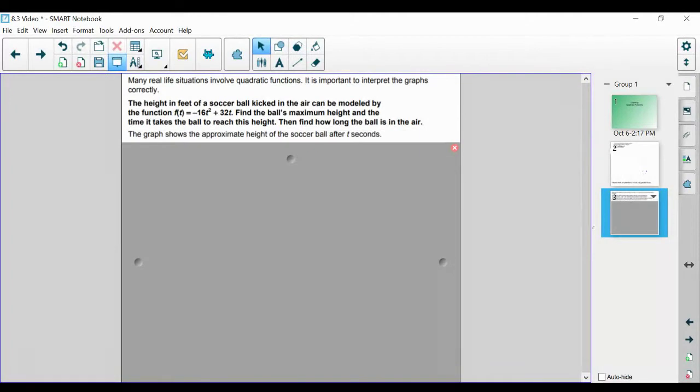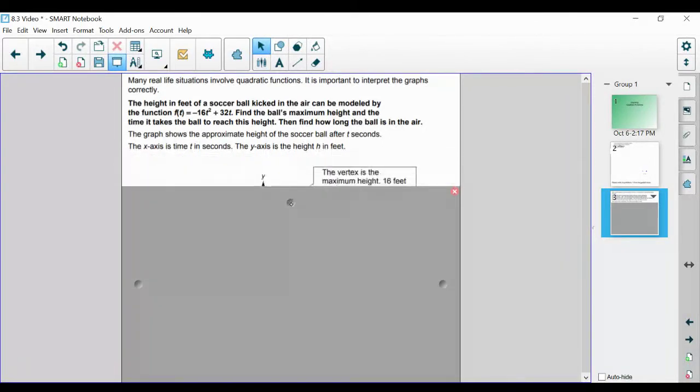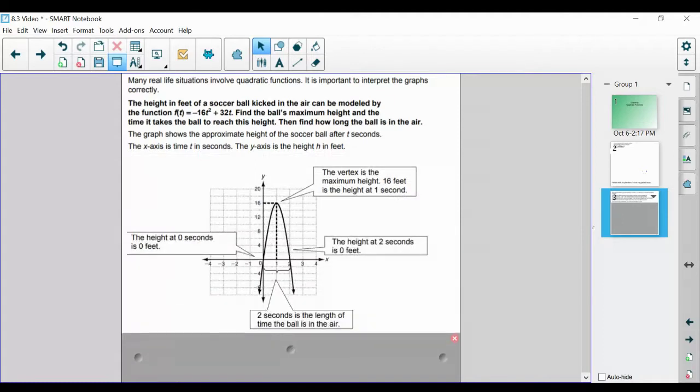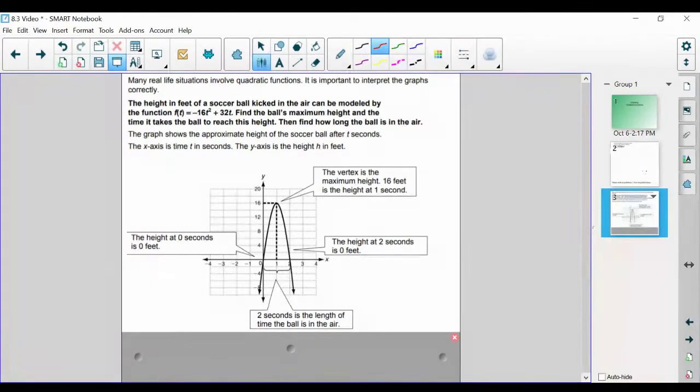We're also given that the graph shows the approximate height of the soccer ball after t seconds, and the x-axis is time t in seconds, the y-axis is height h in feet. So looking at our graph here, we're going to be able to identify a couple of things. We're going to see that the vertex is the maximum height. That's going to be 16 feet after 1 second.